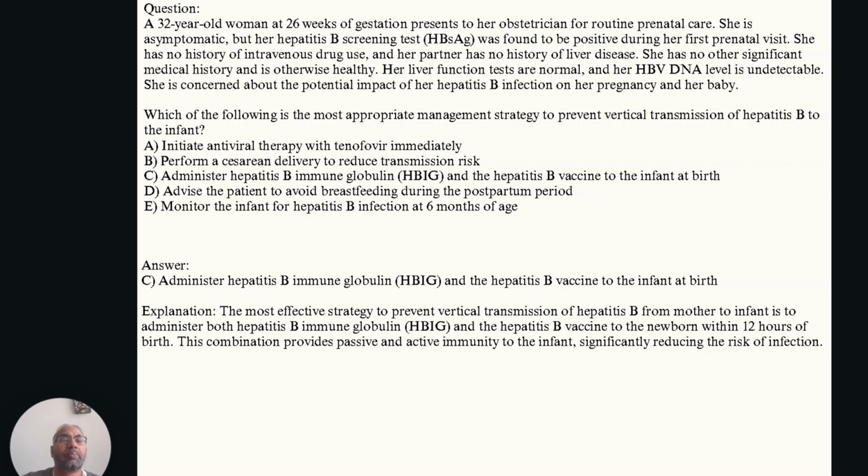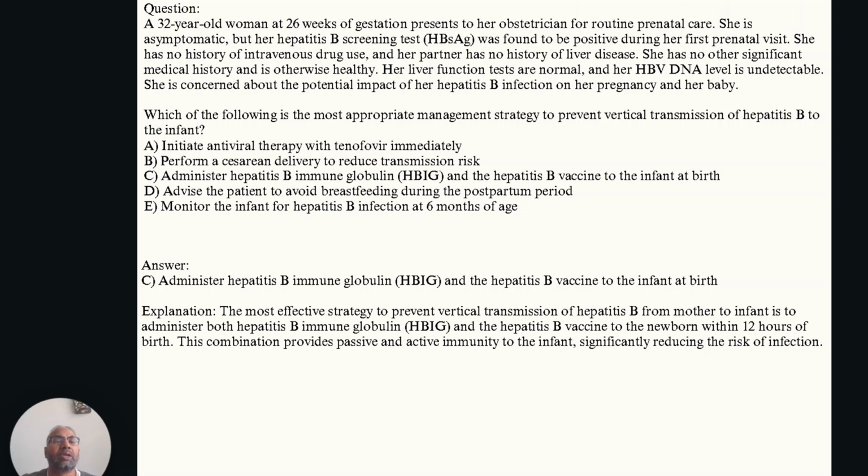Coming to a question on this topic, a 32-year-old woman. Let us first read what the question is asking. Which of the following is the most appropriate management strategy to prevent vertical transmission of hepatitis B to the infant? Here the question is quite straightforward. We don't need to waste time reading through the whole story. The question is self-explanatory: which of the following is the most appropriate management strategy to prevent vertical transmission of hepatitis B to the infant.